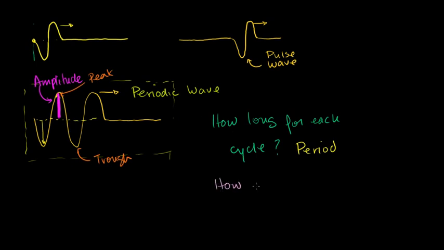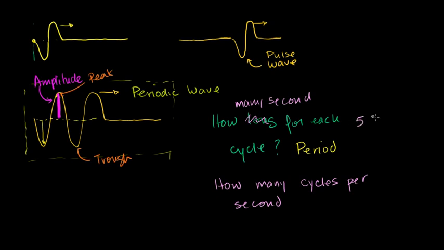How many cycles per second? So notice, this was how long, or you could say how many seconds for each cycle. We could even write that, assuming we're dealing with seconds. How many seconds for each cycle? So for example, this, a period, it might look like something like 5 seconds per cycle. Or maybe it's 2 seconds per cycle.